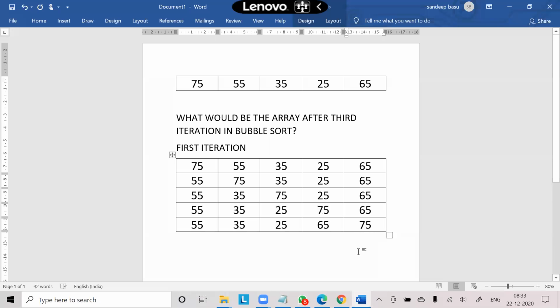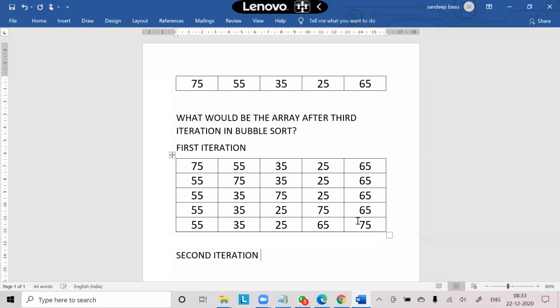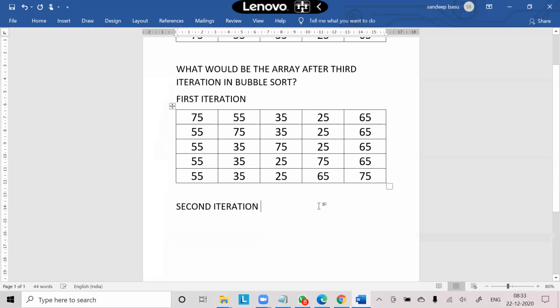Everyone agrees? If the question had asked what would be the array after first iteration in bubble sort, I would have given this answer, the selected one. Do you agree with me? Yes or no? First question. Yes, sir. Now this is not the answer. The answer is we have to move to the third. So now I'll solve for second iteration. How I am solving it on the answer paper? Is it clear to you? I'm showing the steps. All right, this is what needs to be done.